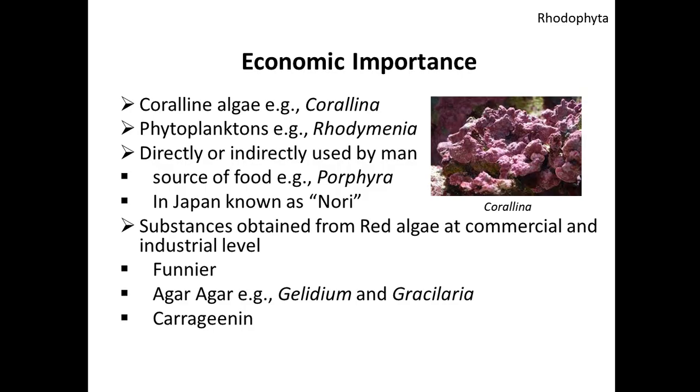Red algae provide, directly or indirectly, a source of food. Porphyra is edible and used as food. It is used as food in Japan, where it is known as nori and is prepared as dry flavored products. It is also used in the preparation of Japanese macaronis, in soups and sauces, or in vegetables as a flavoring agent.